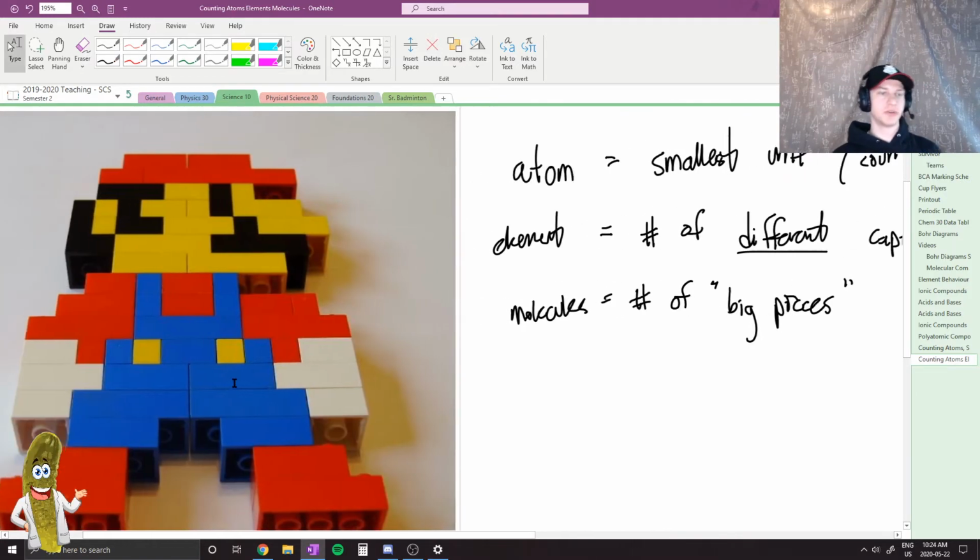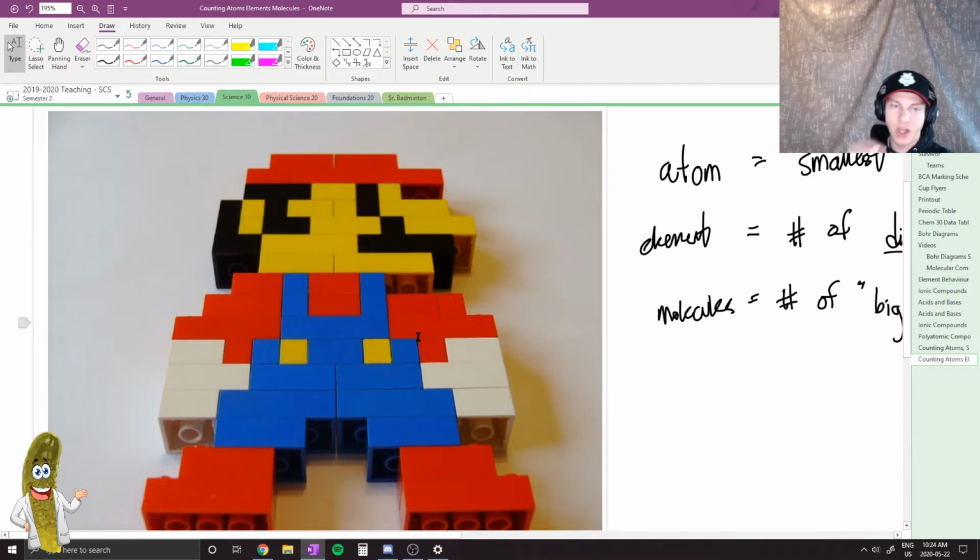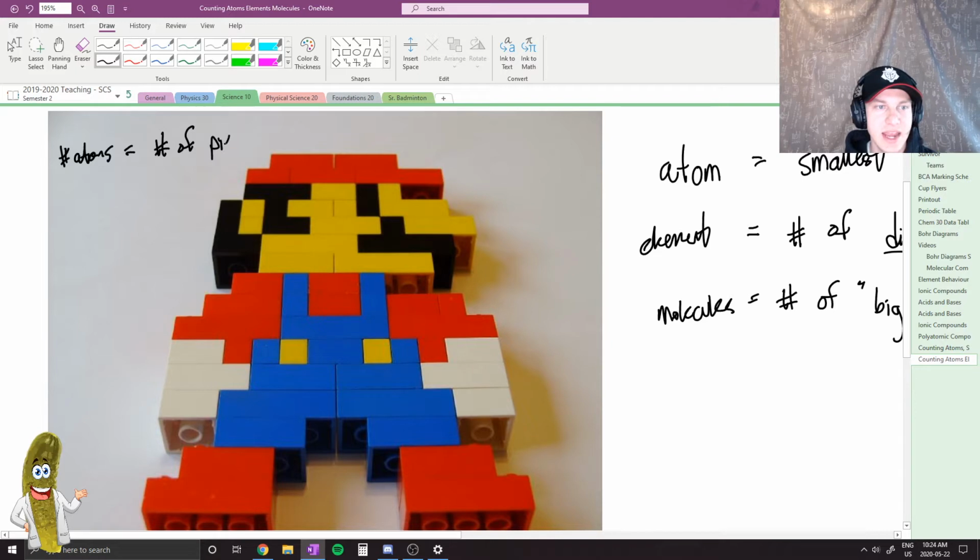So I included a picture over here of a Lego Mario to briefly talk about what I'm actually looking for when I'm counting atoms, elements, and molecules. If I were to use a Lego example, the number of atoms would just be equal to the number of pieces. How many individual pieces are there in this entire puzzle? Let's say this was a 30 piece creation that somebody made. Then I would say that I have 30 atoms. It's made of 30 small individual parts.